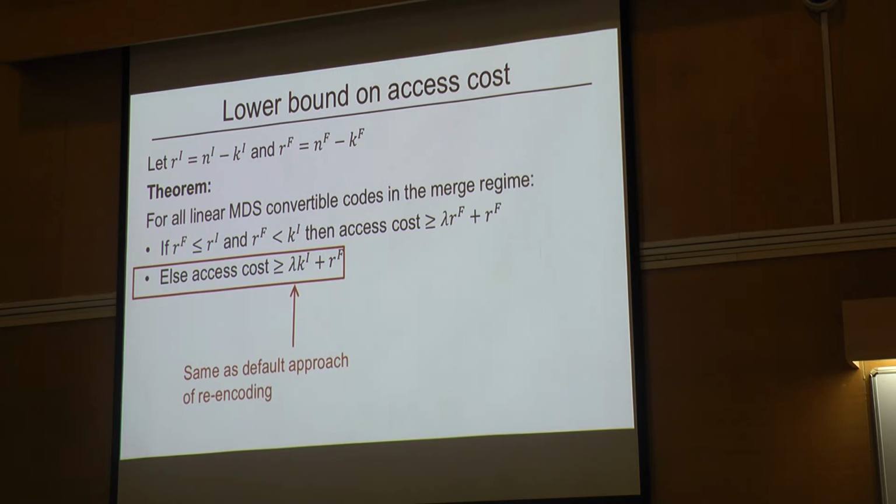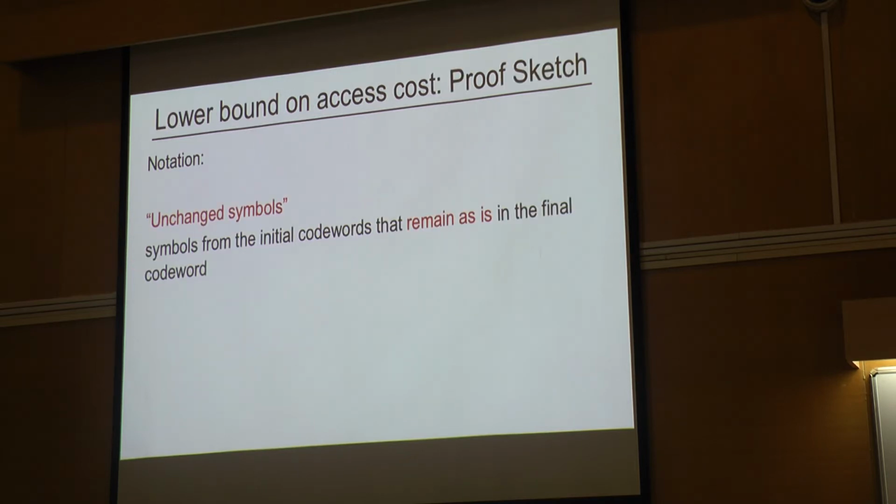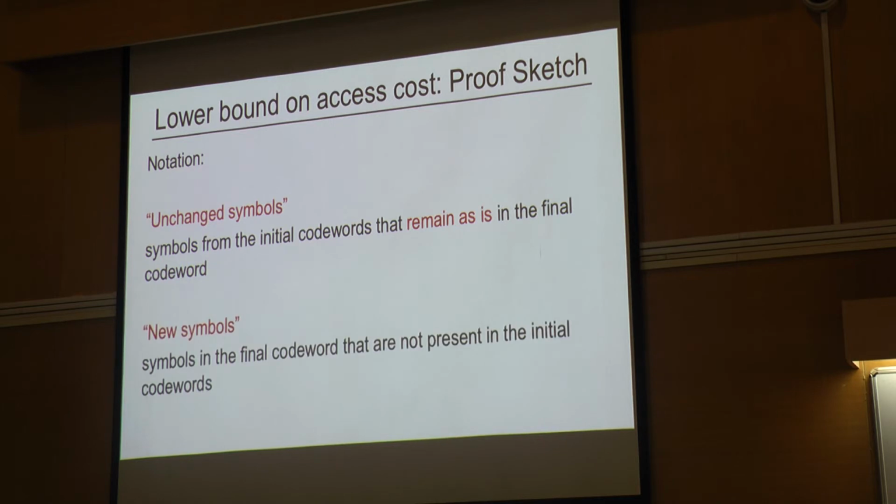Okay, so now very quickly, proof sketch. We'll introduce two new notations. One is we'll call symbols unchanged if they remain as is from the initial code word to the final code word. For example, data blocks, if the code is systematic and we retain the data blocks, there is no reason not to retain them. So those will be the unchanged symbols, and they will remain as is. And new symbols are the symbols that are not present in the initial code words, but are there in the final code word. So for example, if the code is systematic and we retain all the data blocks, then the parity symbols would be new.